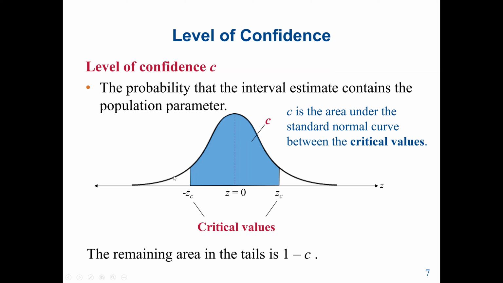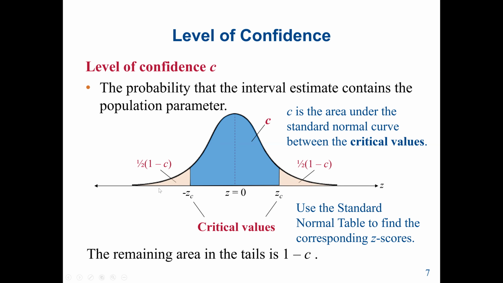This example gives you a normal distribution, our bell curve. At the center, our z is 0. We have negative z_c to positive z_c. These will be our critical values, the shaded area. Here we say c is the area under the standard normal curve between the critical values. The remaining area in the tails will be 1 minus c, because we know in probability the total value is 1. So if we know the area between the critical values, the whole remaining area will be 1 minus c. The value is c.